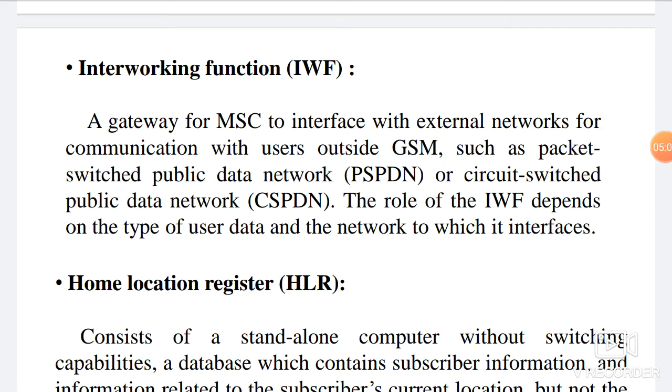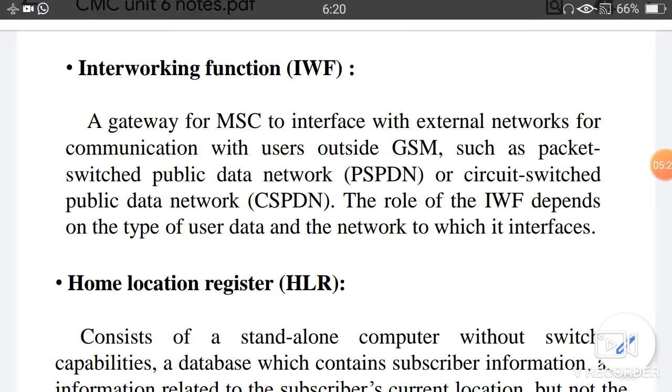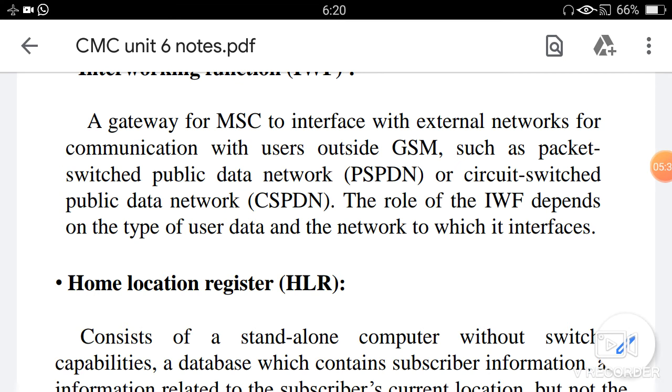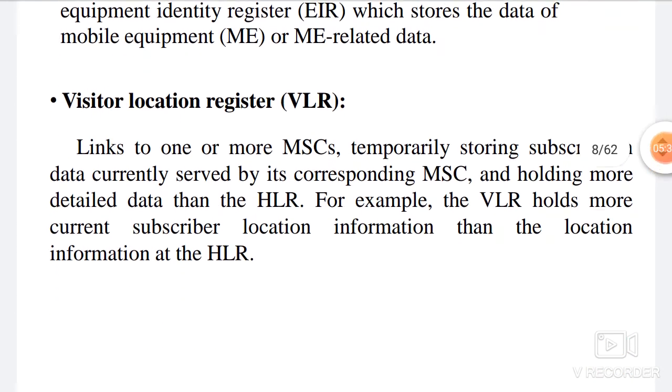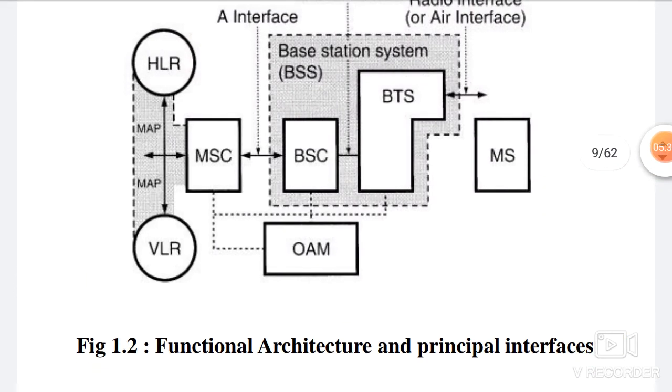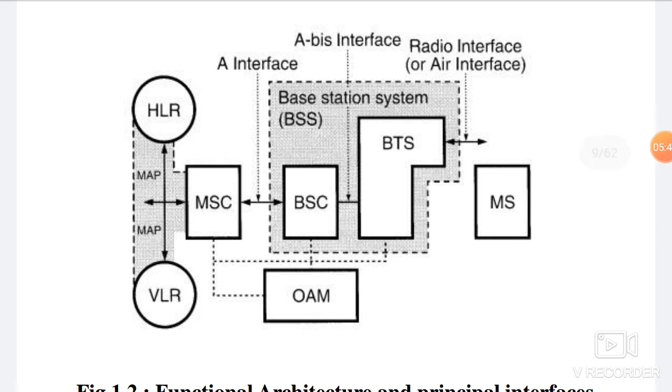The interworking function acts as a gateway for the MSC to interact with external networks for communication with users outside GSM. Outside GSM means, for example, a packet switched public data network or a circuit switched public data network. The role of the IWF depends on the type of user data and the network to which it interfaces. The next one is your HLR. Here you can see the functional architecture and principal interfaces. Next we can see the HLR, the home location register.